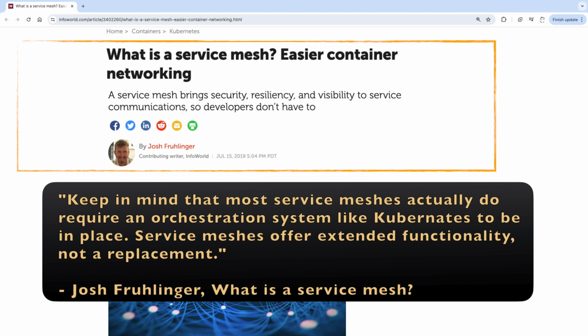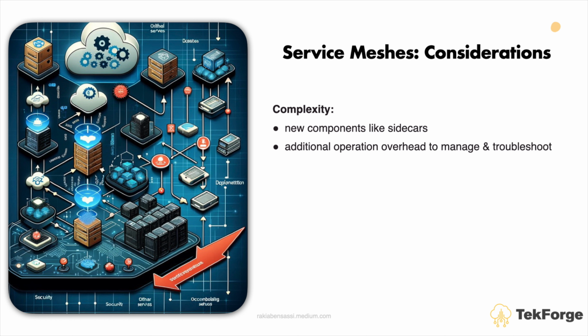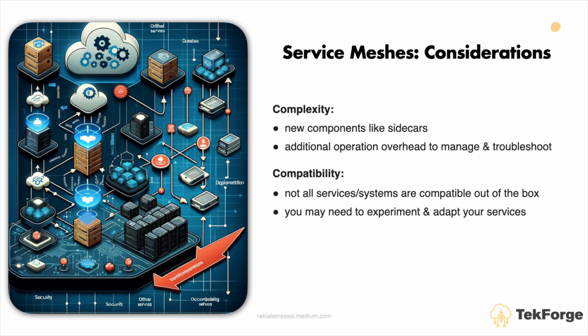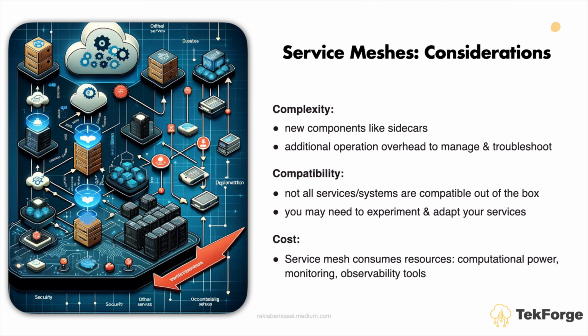However, using a service mesh isn't always the right choice for every scenario. There are considerations to keep in mind. Complexity. Implementing a service mesh adds complexity to your system. It introduces new components like sidecars and requires additional operational overhead to manage and troubleshoot. Compatibility. Not all services or systems may be compatible with a service mesh out of the box. You might need to experiment and adapt your services to work effectively within a meshed environment. Cost. Running a service mesh consumes resources, both in terms of computational power and potentially in costs associated with monitoring and observability tools.